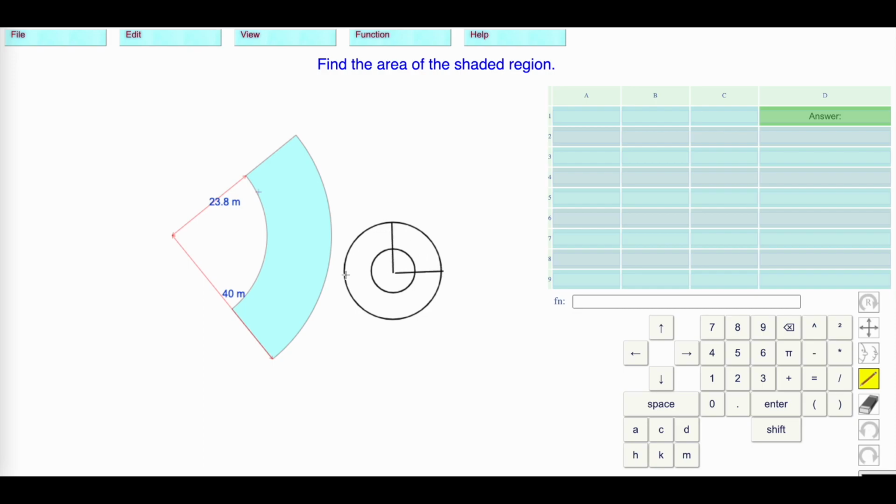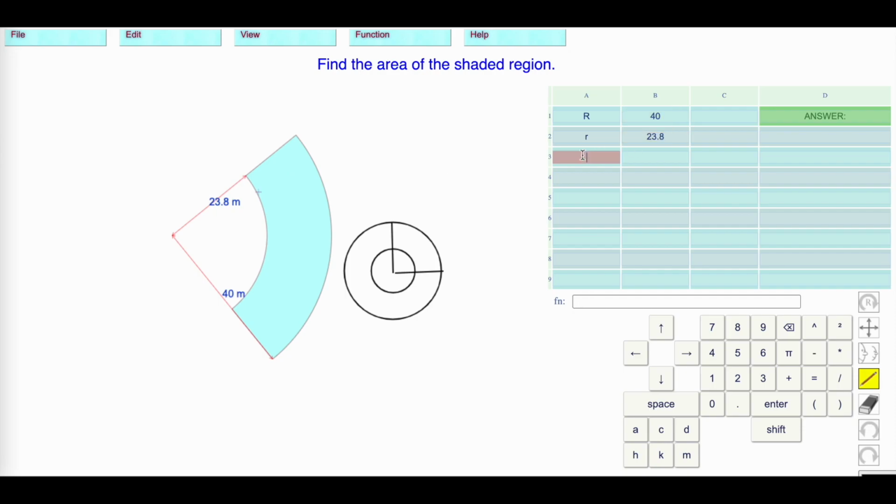We're going to figure out the area of the big circle, the area of the little circle, subtract them to get the area of the shaded region all the way around, and then take a quarter of that. I need to know the big radius and the little radius, and they're given in this case. Big radius is 40 meters. The little radius, from here to here, is 23.8 meters.